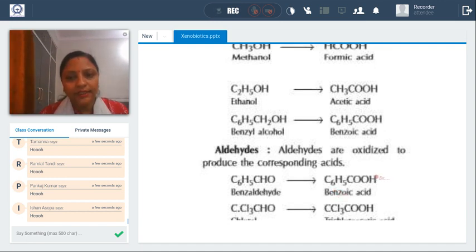So aldehydes are oxidized to produce corresponding acids, like benzaldehyde. You all know benzaldehyde converts into benzoic acid.